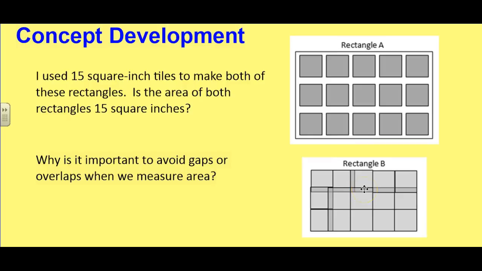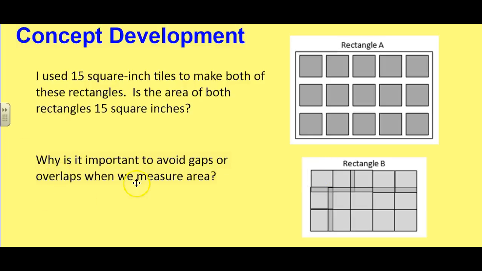This one down here, rectangle B, the problem is that they overlapped them. Once again, if I was laying floor in my kitchen, I wouldn't put a piece of floor down and then put another piece on top of that, because then I wouldn't be able to walk on my kitchen floor correctly. So when we're trying to find the area, there can be no gaps in between our squares and they cannot be overlapping. They have to be right beside one another with no gaps and no overlapping.